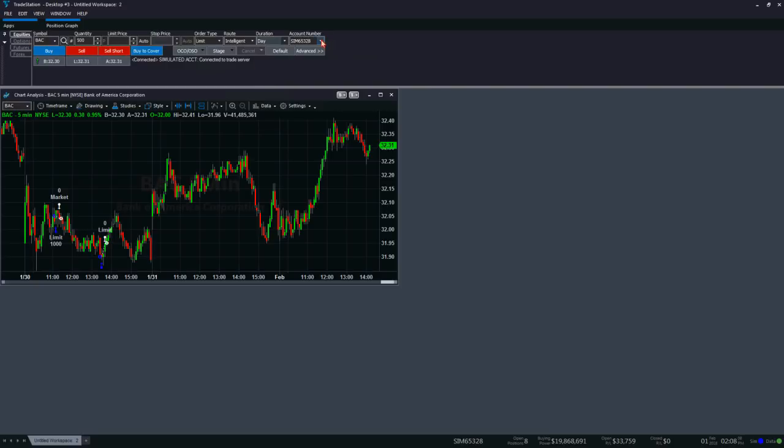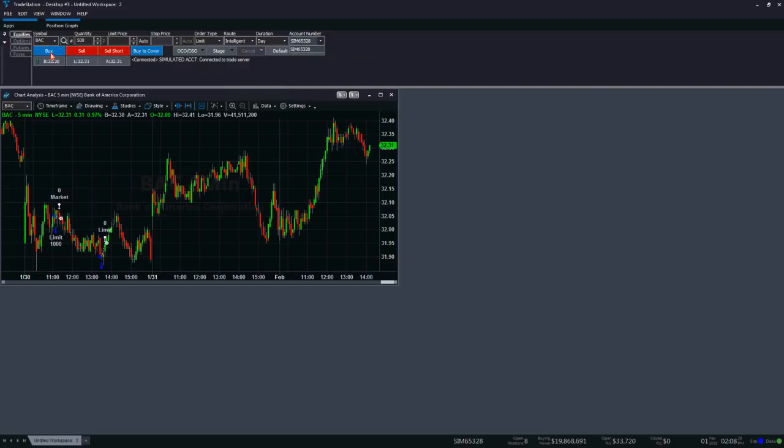And over here, the account number, you can have multiple brokerage accounts connected to your TradeStation platform. For example, you may have an individual account, then you may have a joint account and maybe a corporate account. And here in the drop-down of account number, you can choose which account you want to trade.